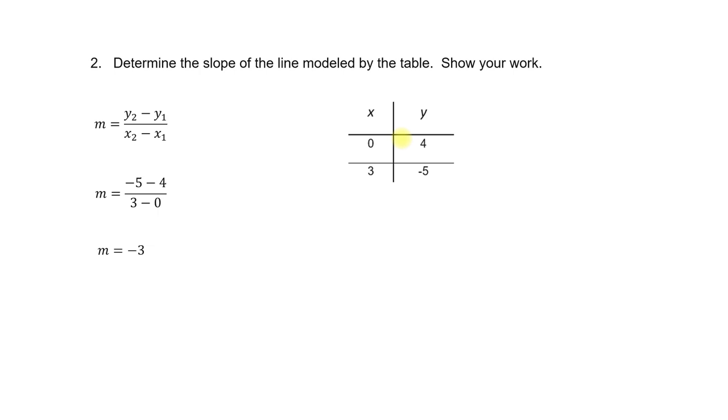And as stated before, we know what the y-intercept is. The y-intercept is the y value when x is 0. So we have a y-intercept, we have a slope, we have enough information to write our equation: y equals -3x plus 4.